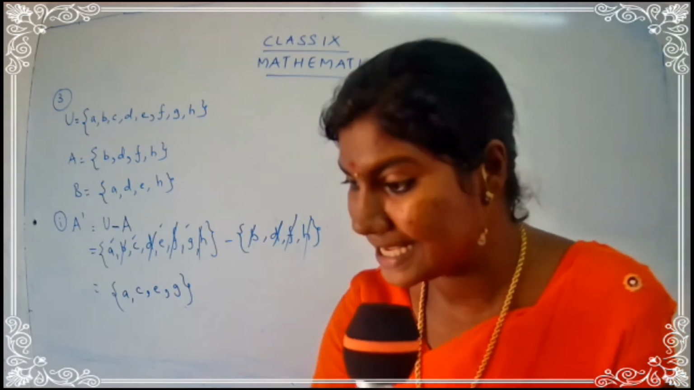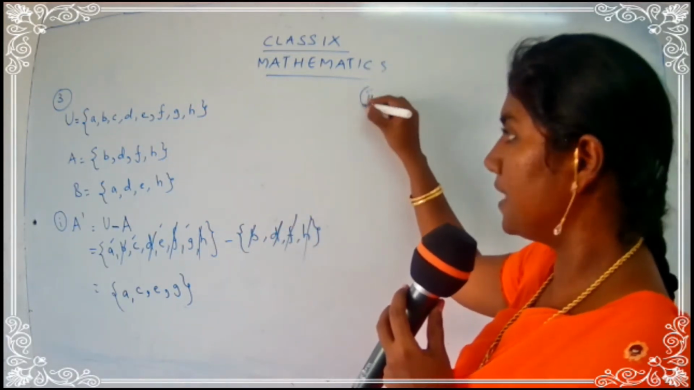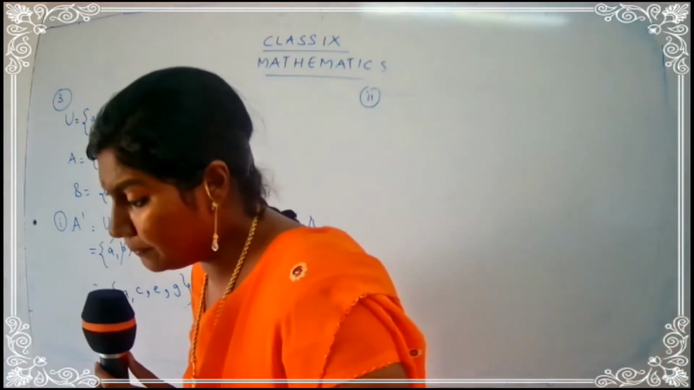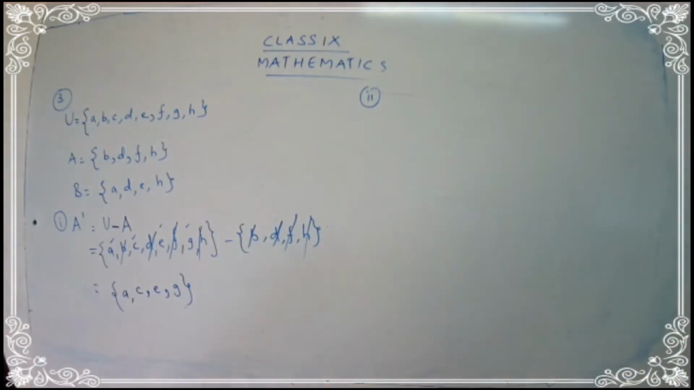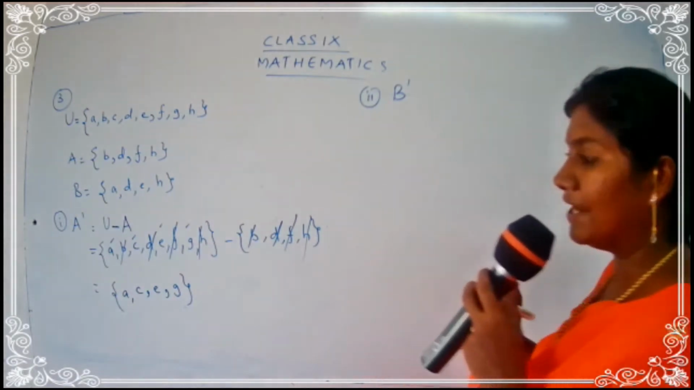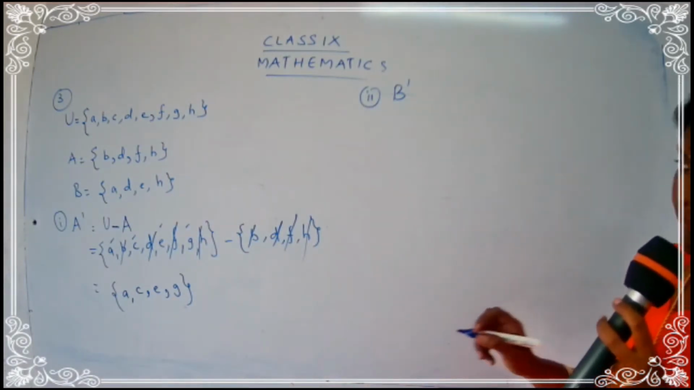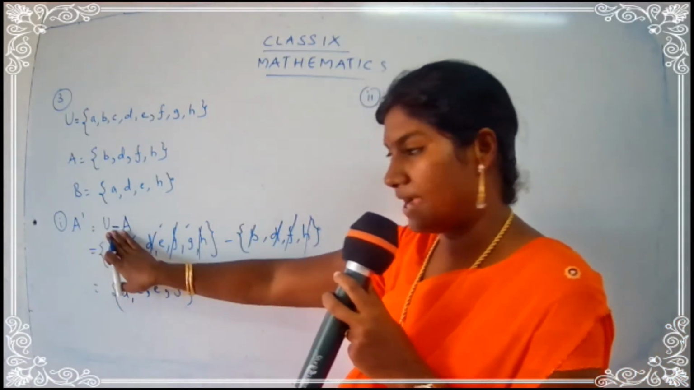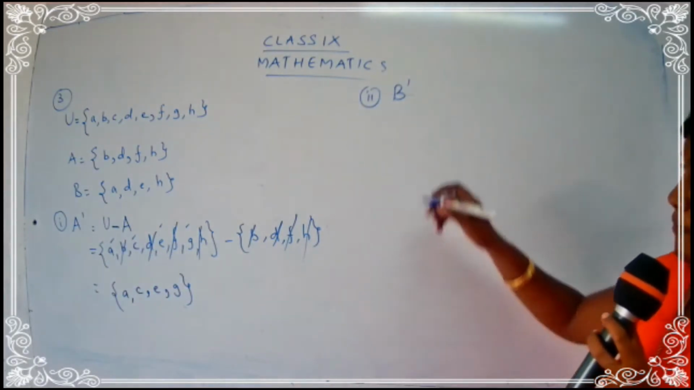Let's go for the second subpart. What is the second subpart? It's finding B dash. Yes, children? Let's find B dash. It's very easy. I hope you people can try out the sum. Yes, children? If the formula for A dash is U minus A, what will be the formula for B dash?